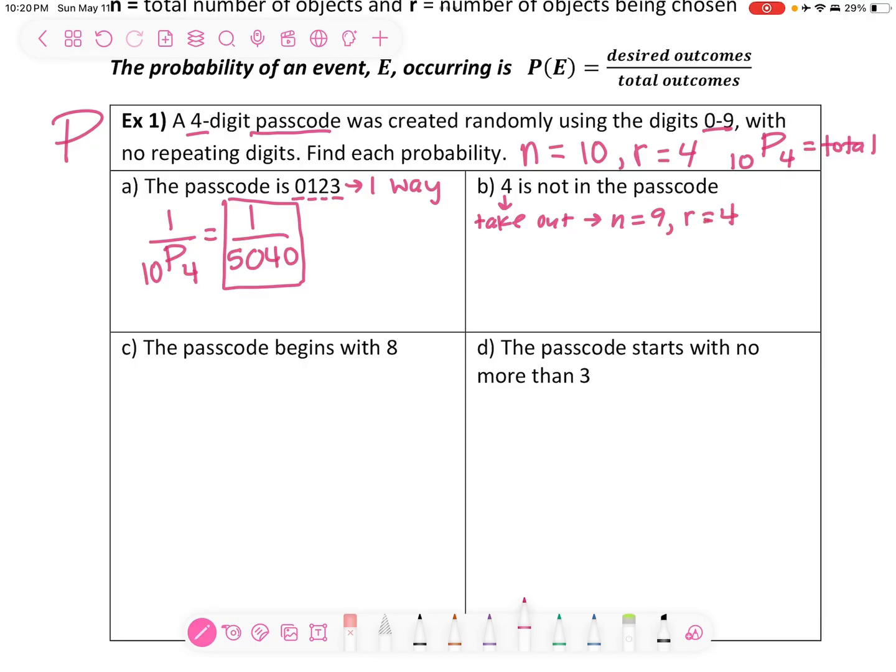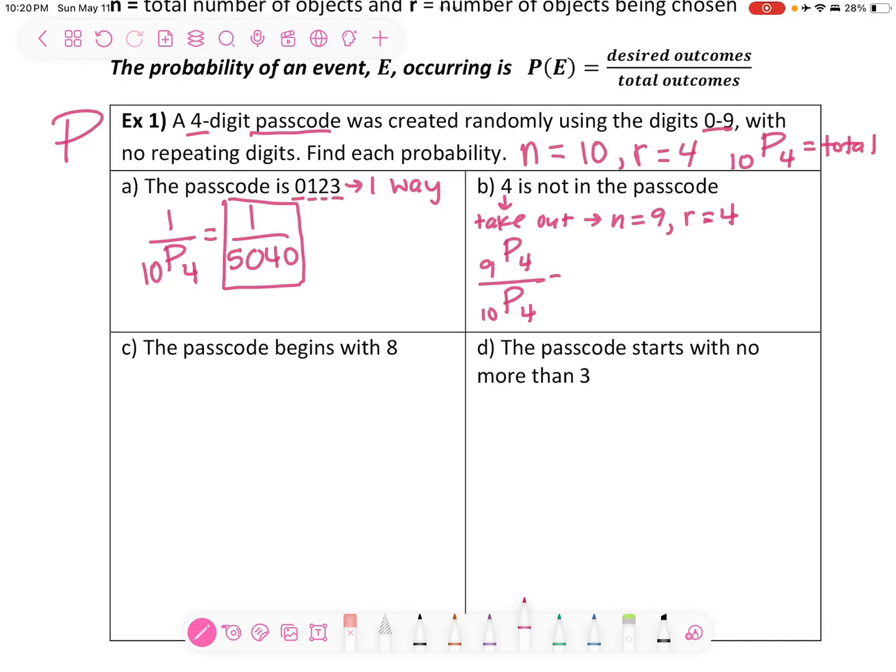It is still 4. So now for our desired outcome, it's not going to be 10 permutation 4. It's going to be 9 permutation 4. But our total is still 10 permutation 4. So the desired outcome, 9 permutation 4 over the total, is going to give us that probability. So in the calculator, I'm just going to go ahead and calculate the 9 permutation 4. Keep in mind the 10 permutation 4 is already done, so we don't need to worry about it at all.